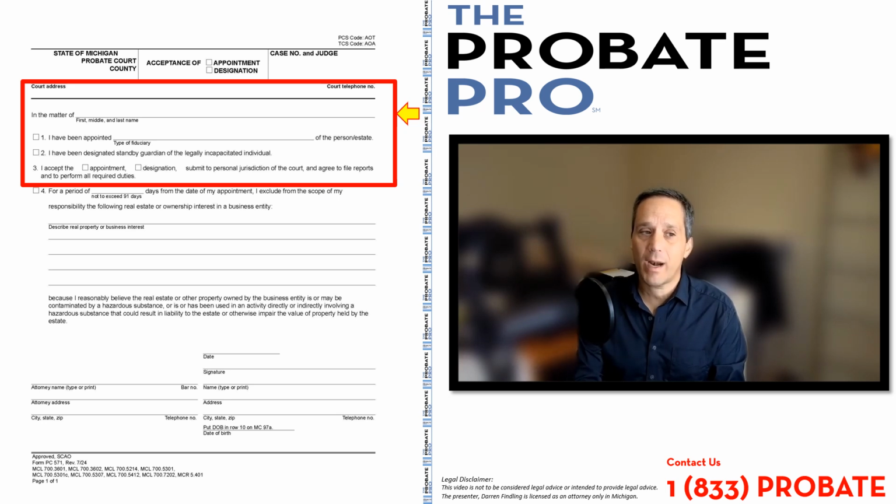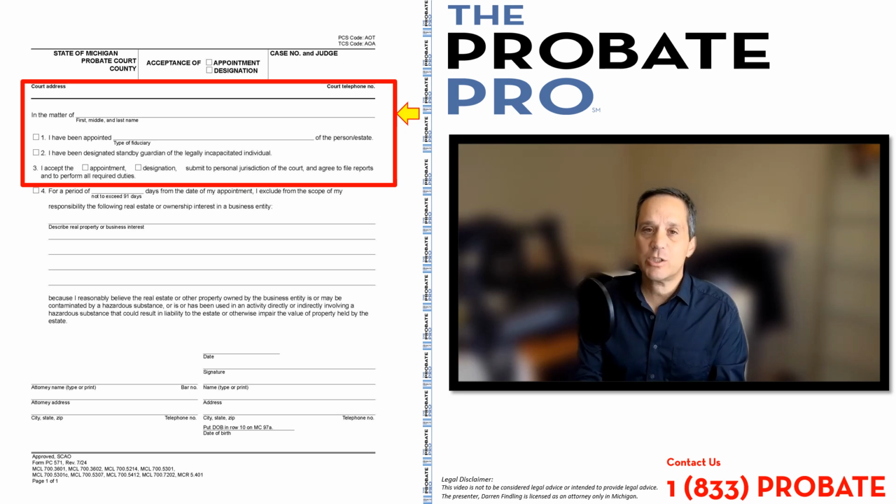Below that is the court address, and the matter of is the name of the person upon which this is involving. So for example, if the person has died, it would be the name of the decedent. If the person is under guardianship or conservatorship, the name goes there where it says in the matter of. Don't confuse this. This is not your name, but rather the name of the person upon which the estate is involving. It says in paragraph 1, I have been appointed, followed by the type of fiduciary. Again, guardian, conservator, personal representative of the person or estate.